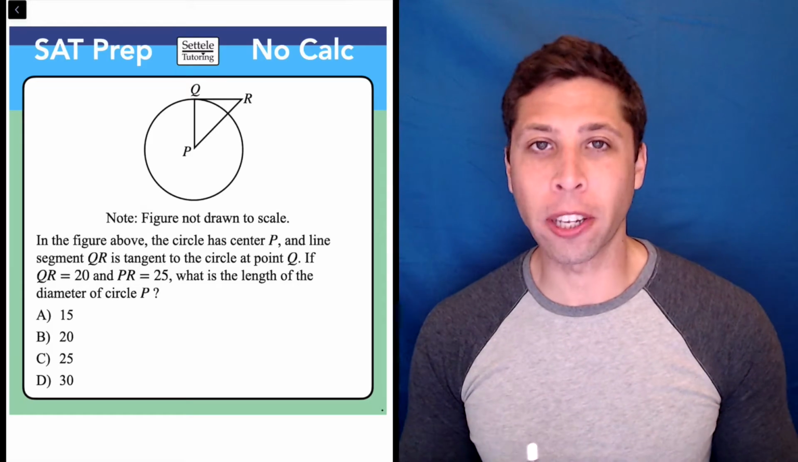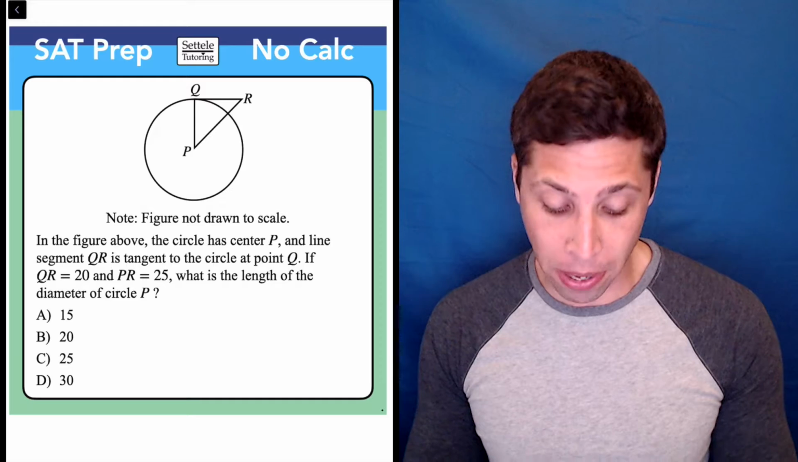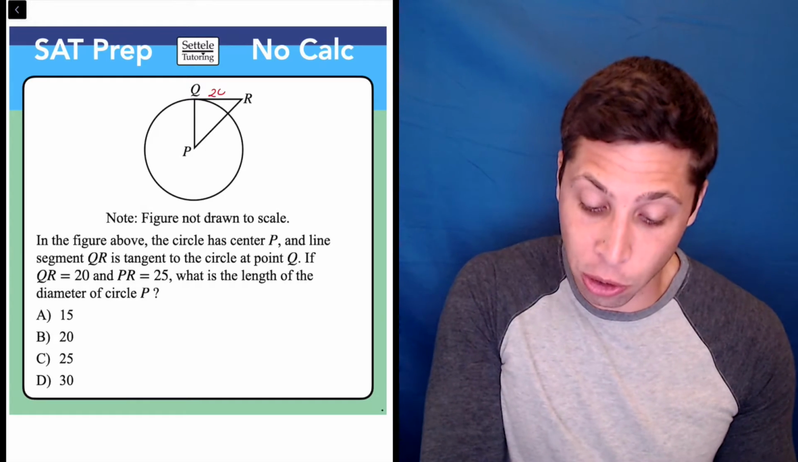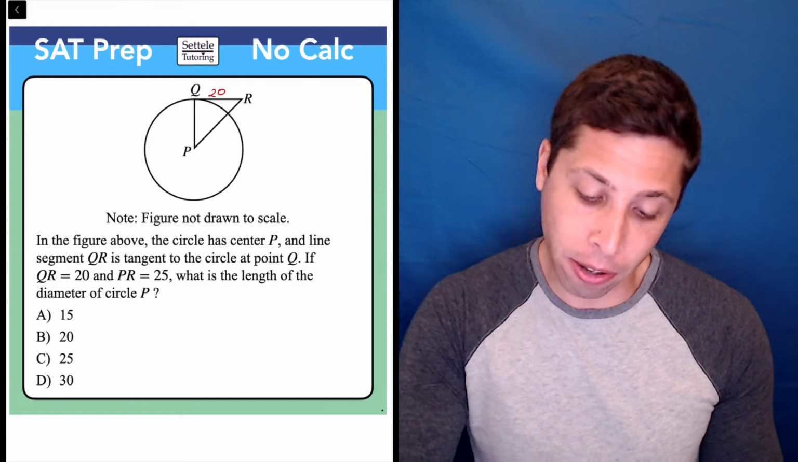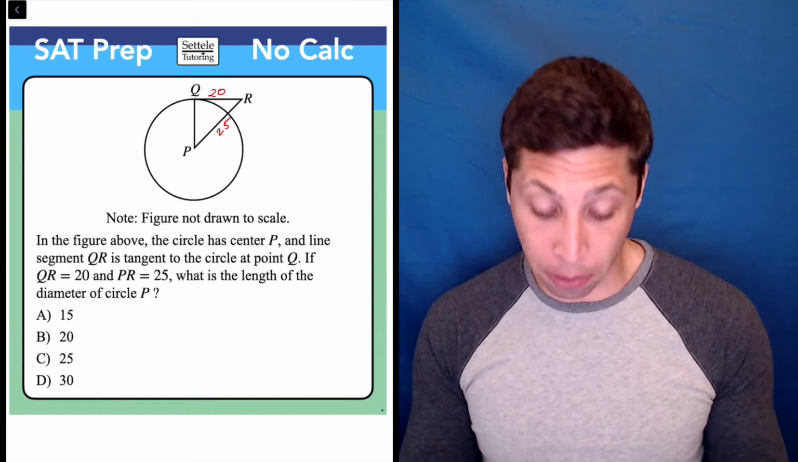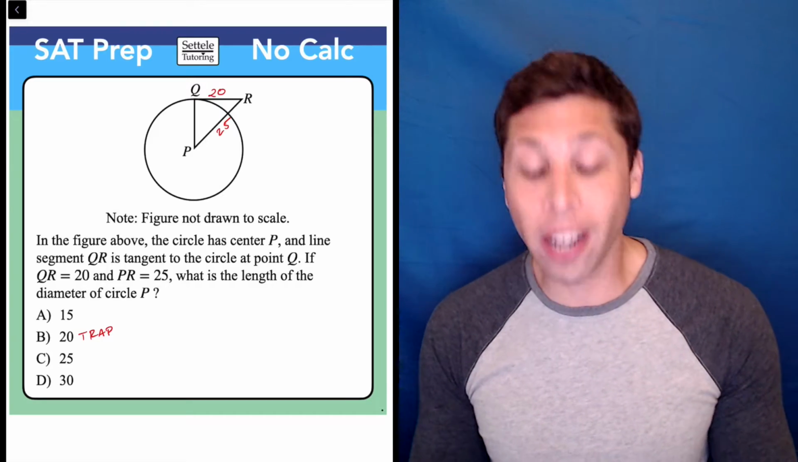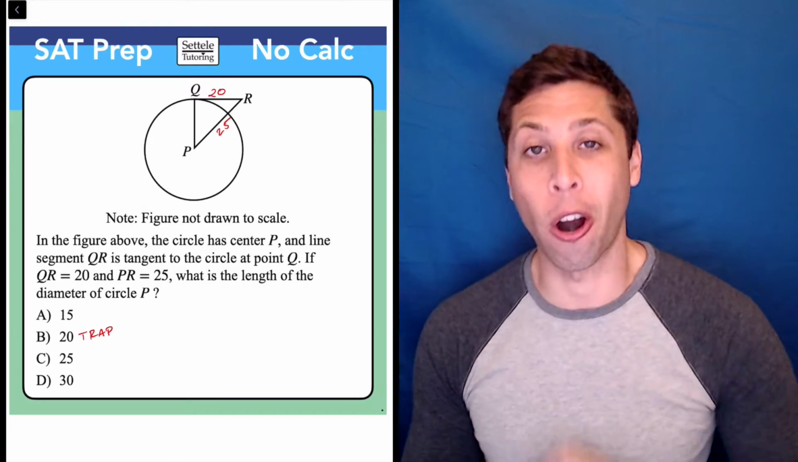The first thing that most people are going to do for this question, and they should do it, is put the information that they're told onto the picture. So if they say QR is 20, let's write that. If they say PR is 25, let's write that. And then just looking at the picture, a lot of people are going to pick choice B because it kind of looks like an isosceles triangle where QP and QR are the same length.